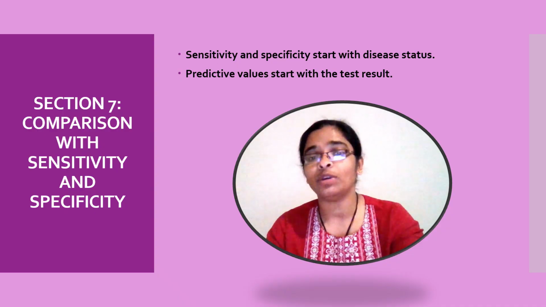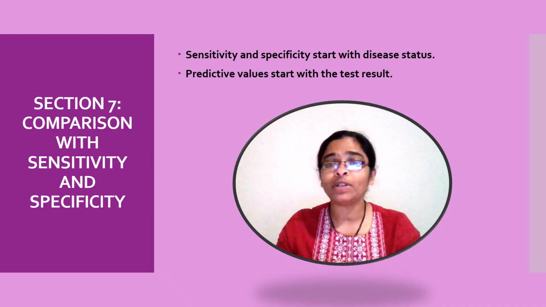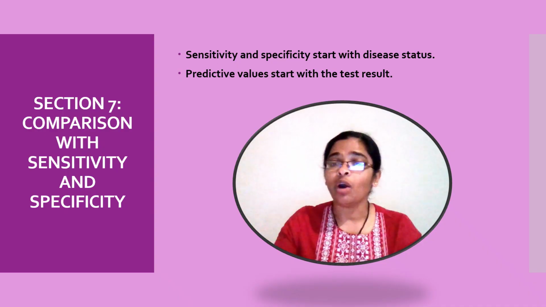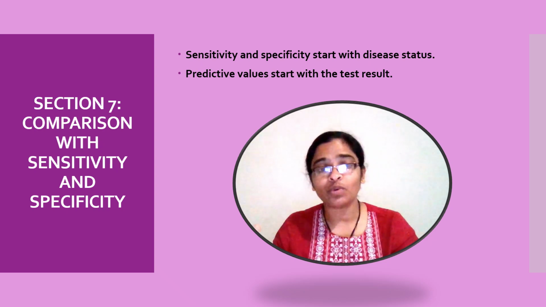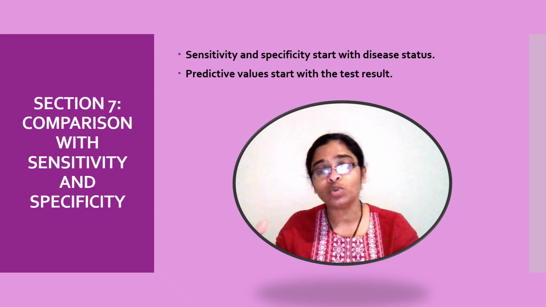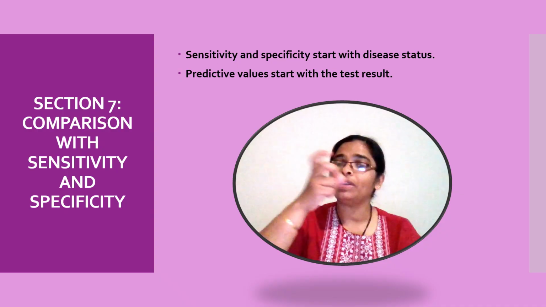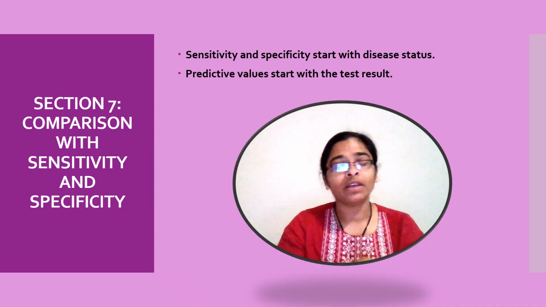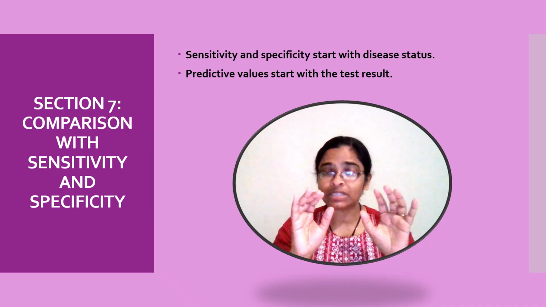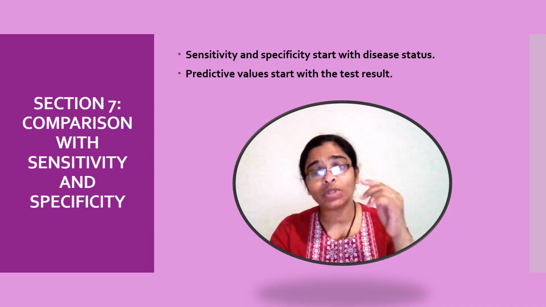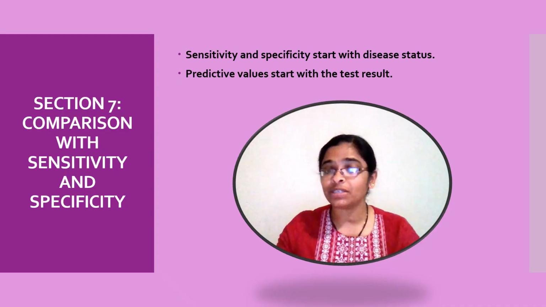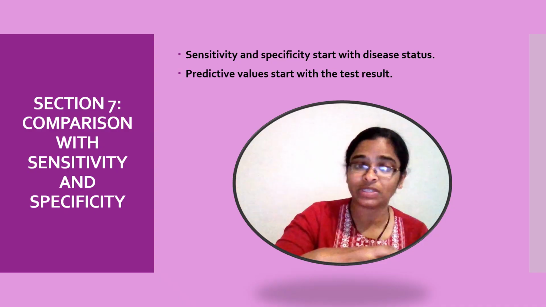Positive predictive value asks, among people who tested positive, how many have the disease? Negative predictive value asks, among people who test negative, how many do not have the disease? The words may look similar, but the starting point changes. Sensitivity and specificity, they start with the disease status. Predictive values start with the test result.